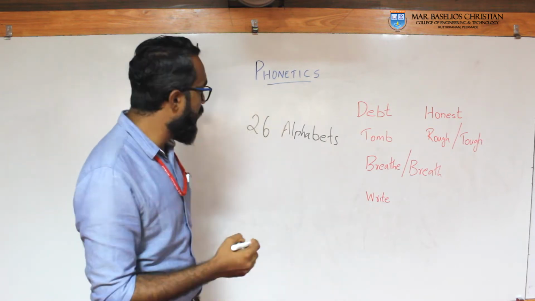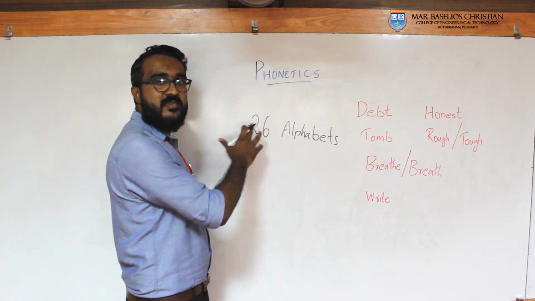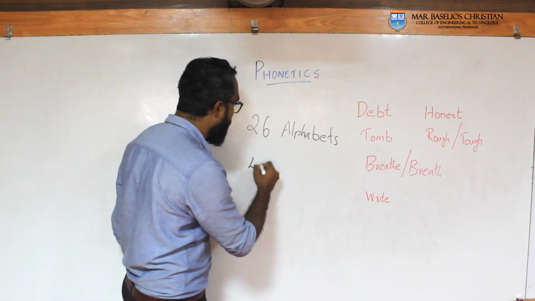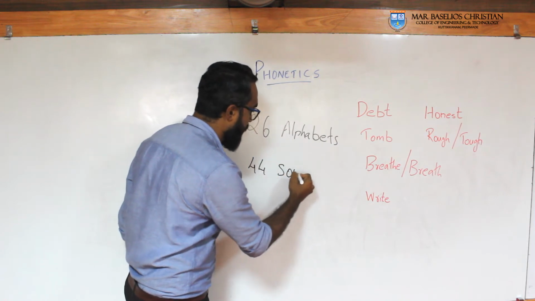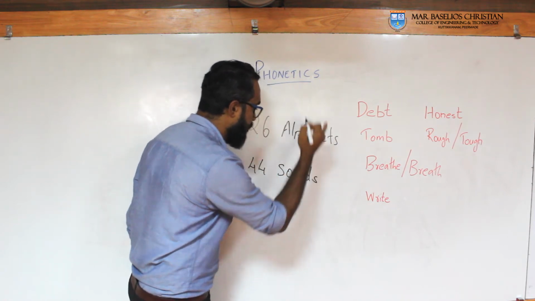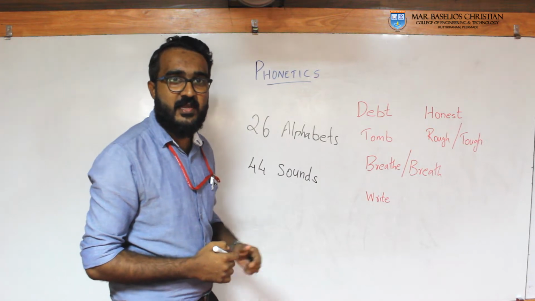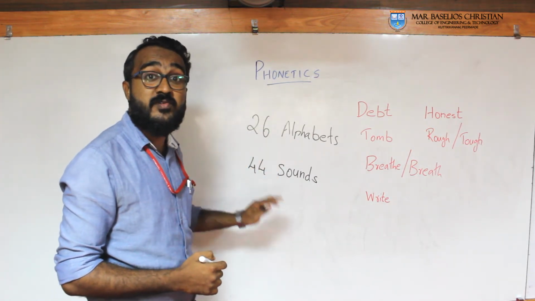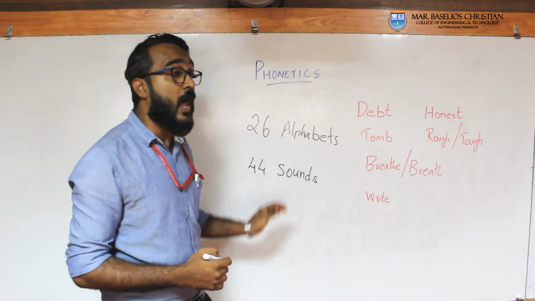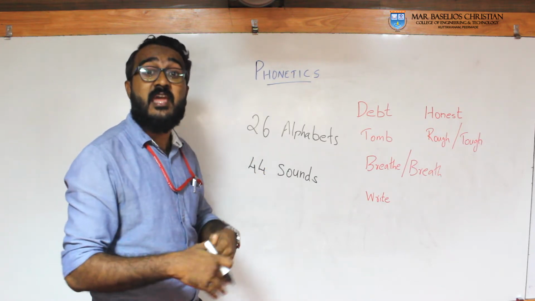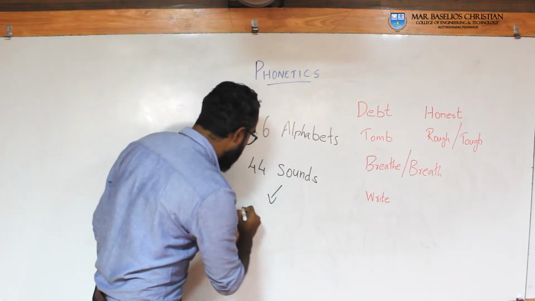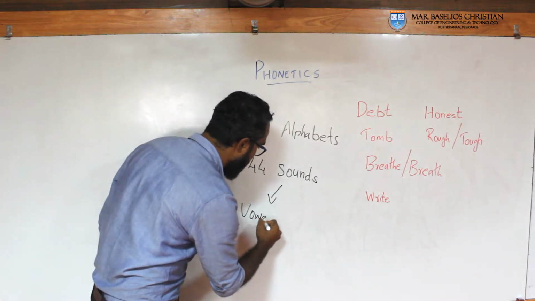Now, if you look here, you will find that for these 26 alphabets, interestingly in English, we have 44 sounds. Now you see the difficulty, right? So 26 alphabets could be pronounced in 44 ways. Now these 44 sounds can even further get divided into vowel sounds and consonant sounds.